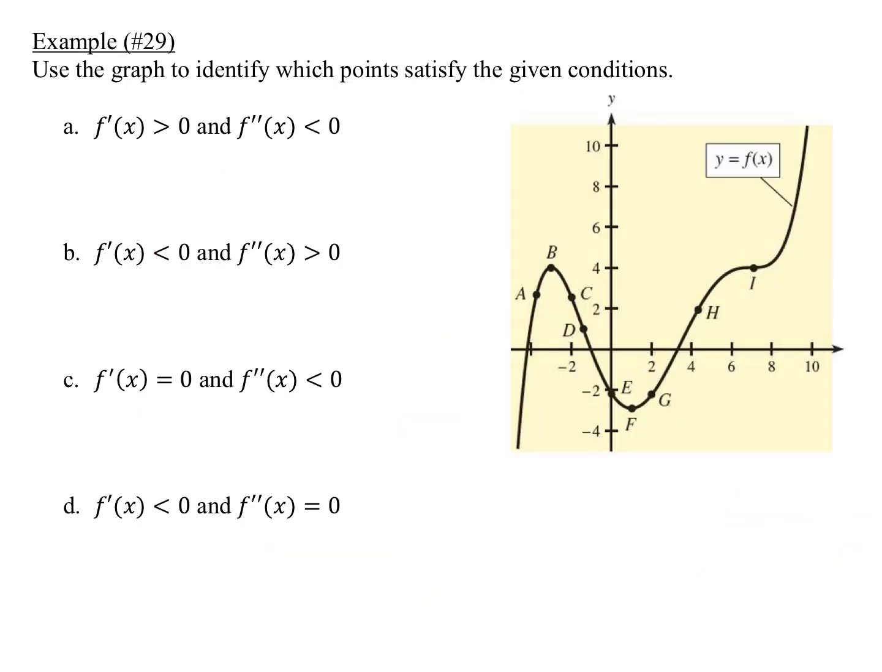In this last example, we would like to categorize points on a graph based off of information about their first and second derivatives. Looking at part A, suppose you know that the first derivative is greater than 0, and you also know that the second derivative is less than 0. Well, what would this tell you about the graph at this point? Your first derivative being greater than 0 means your function f is increasing, and your second derivative being less than 0 would mean that the function is concave down.